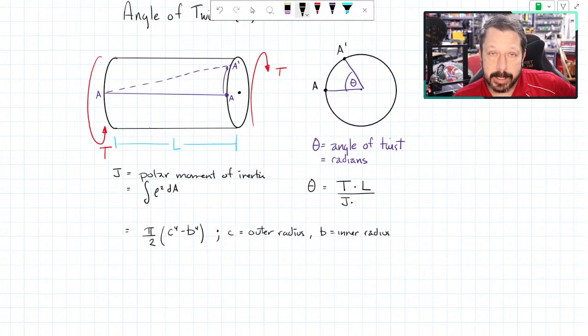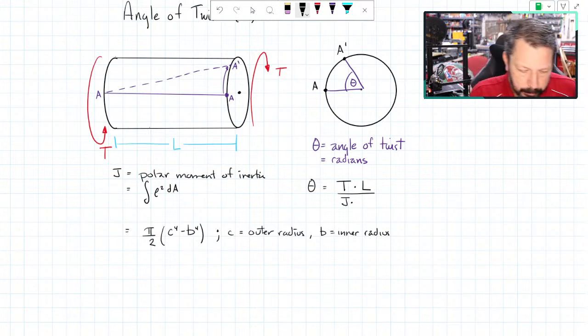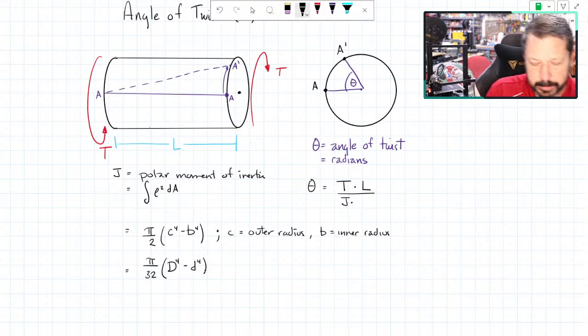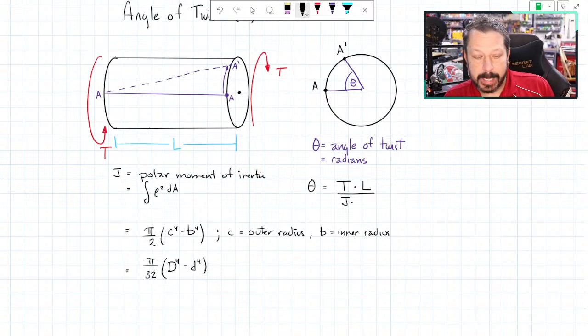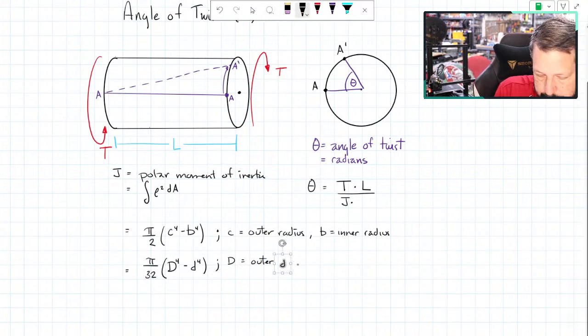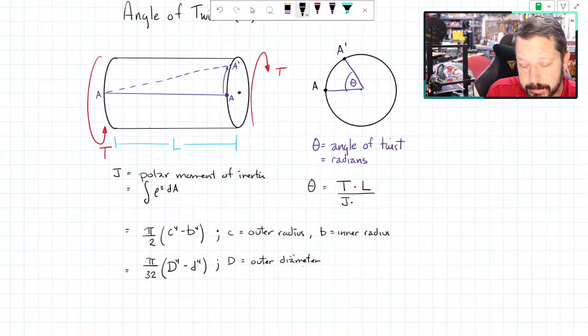Sometimes the shaft is solid and b is 0, and that just makes the equation a little bit easier. We actually were using more often pi over 32 times capital D to the fourth minus lowercase d to the fourth. So this is if I wanted to use diameters. And the same thing where for a solid shaft, the inner diameter would be 0.